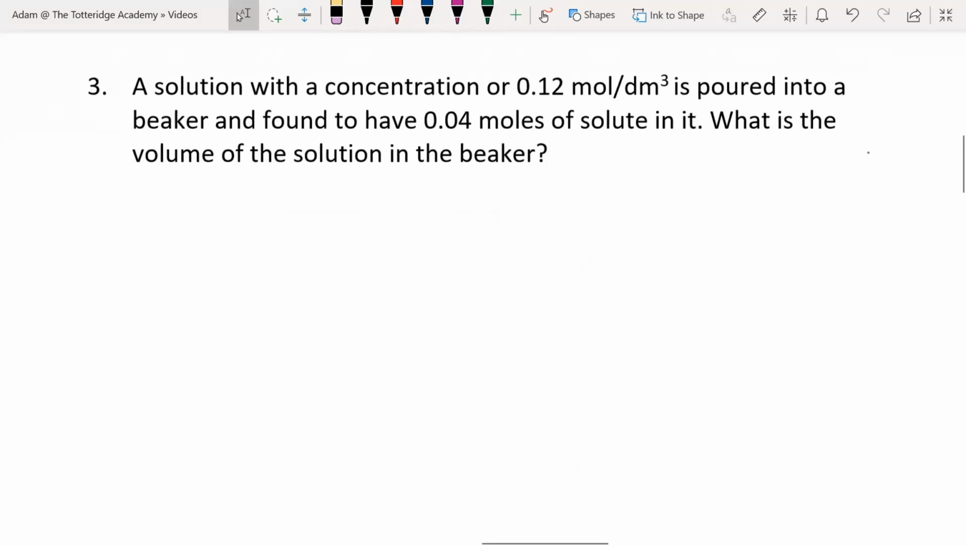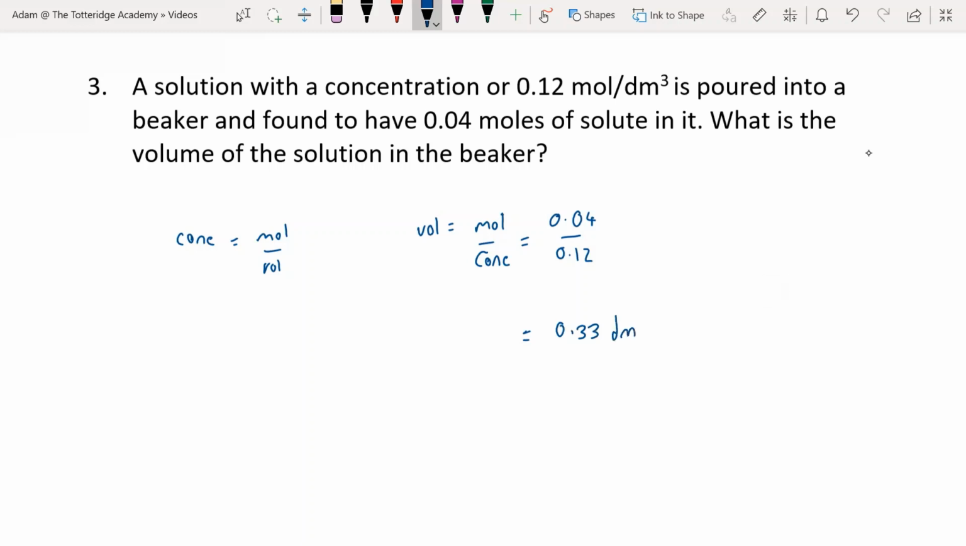Again, if concentration is moles over volume, then in this case I want to work out volume. So volume equals moles over concentration, which in this case is 0.04 divided by 0.12. I plug that into my calculator and I get 0.3 recurring. Loving those recurring threes today. 0.33 recurring, and that will of course be in decimetres cubed.